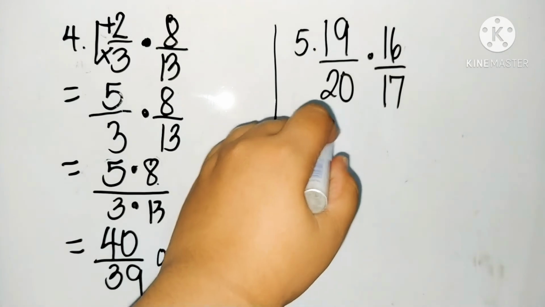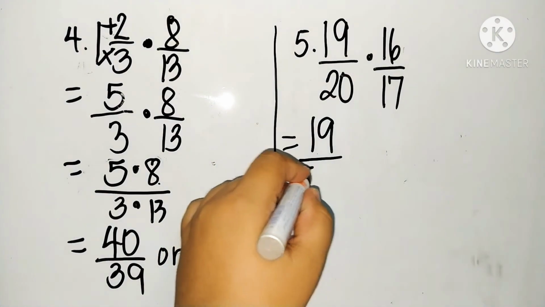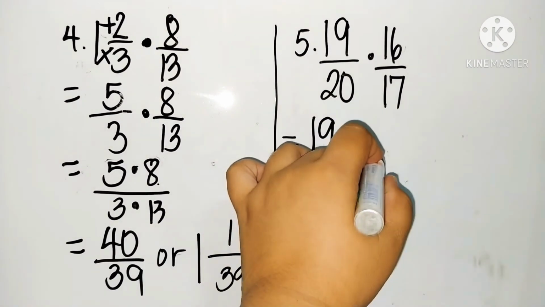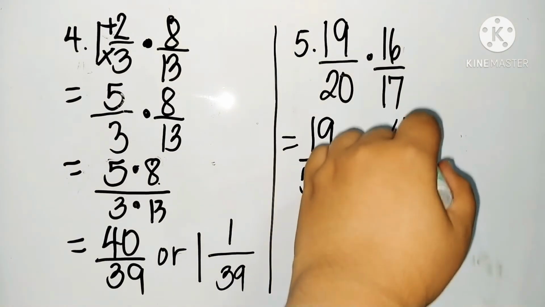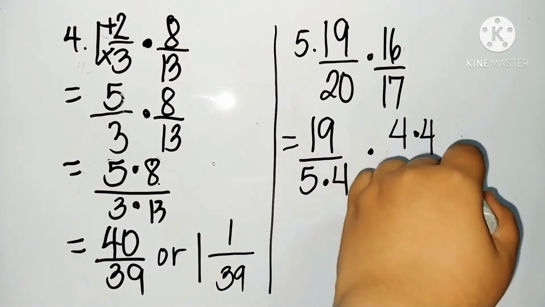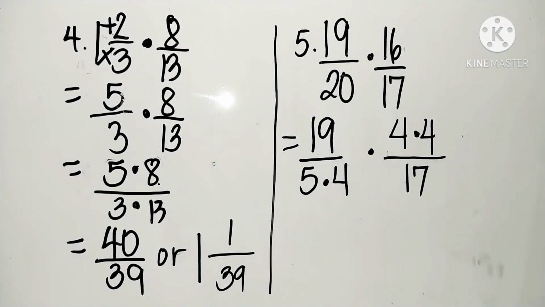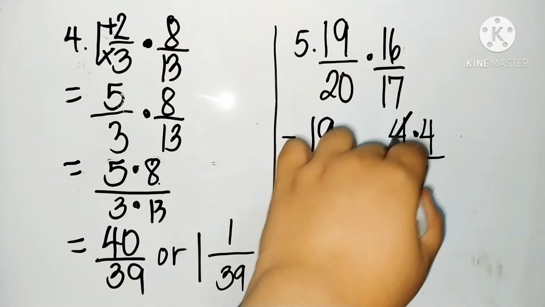So, we have 19 over, ano yung factors ng 20? We'll have 5 times 4, times 16 we have 4 times 4 over 17. So, since meron ng common factor yung 20 and 16, pwede tayo mag-cancel. Ika-cancel natin is yung 4. So, isang 4 dito. So, isang 4 din yung ika-cancel natin sa itaas.